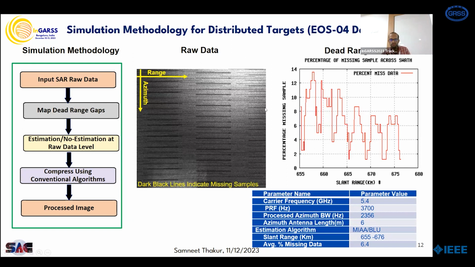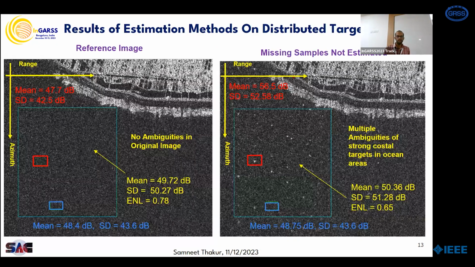This is EOS04 data, looking at C-band, PRF is 3700 Hertz. And so on average, 6.4% of data was missing in the whole scene. So these are the estimation results. So this is the reference image. It has no missing data in it.